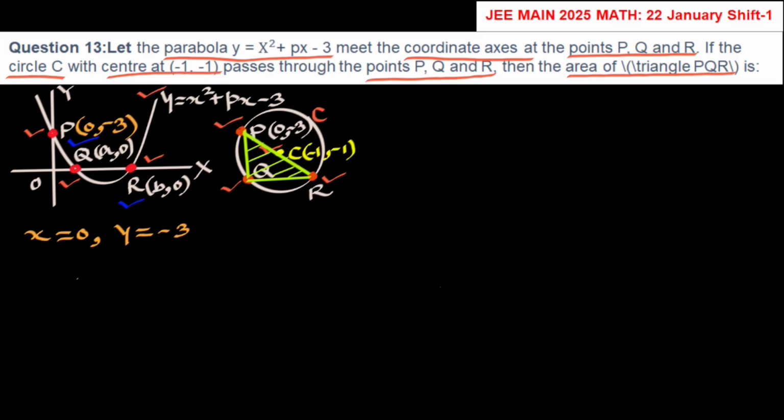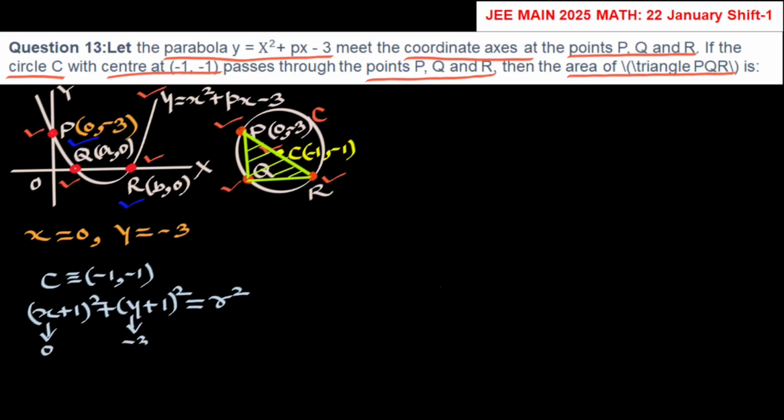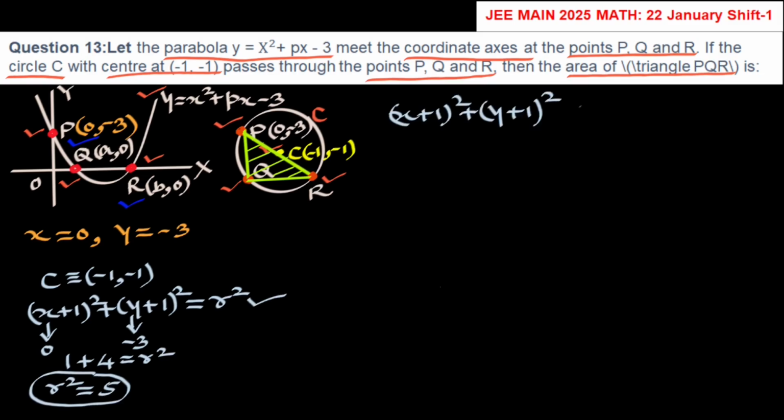Now the center of the circle is minus 1 comma minus 1. So its equation will be x plus 1 whole square plus y plus 1 whole square equals r square. For finding radius r, we will put coordinates of point P in this equation. So we will put x equals 0 and y equals minus 3. That gives 1 plus 4 equals r square. So r square is 5. So the equation of this circle now becomes x plus 1 whole square plus y plus 1 whole square equals 5.